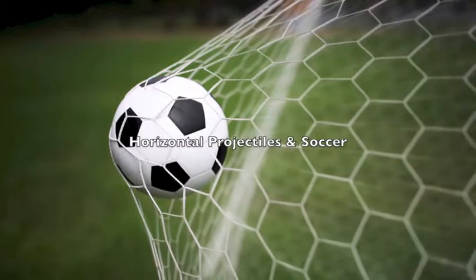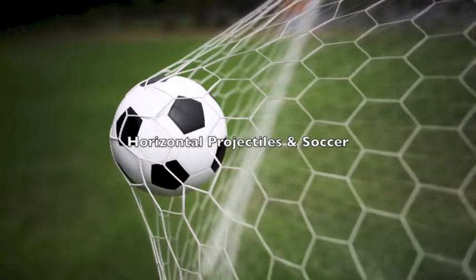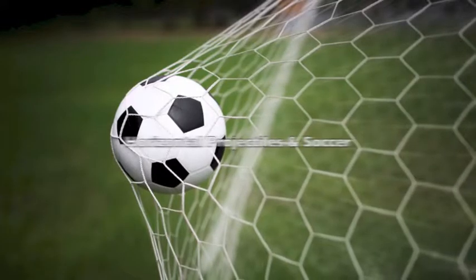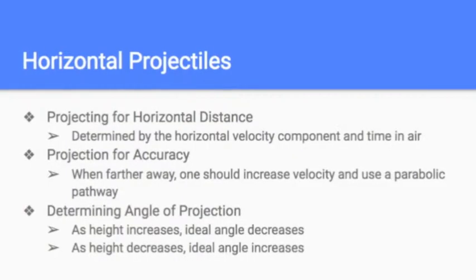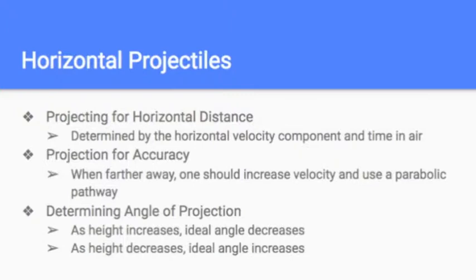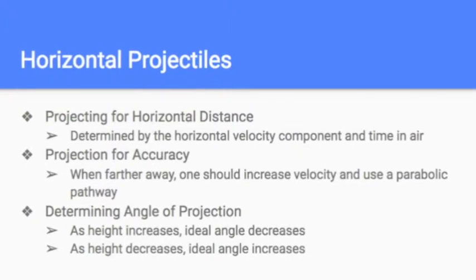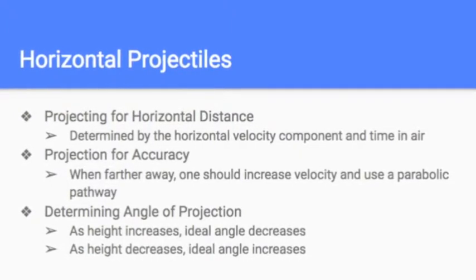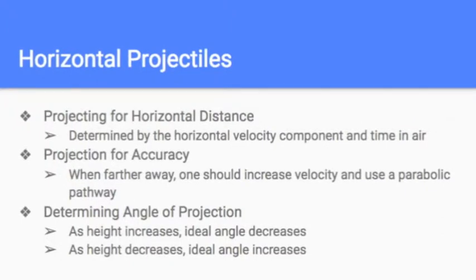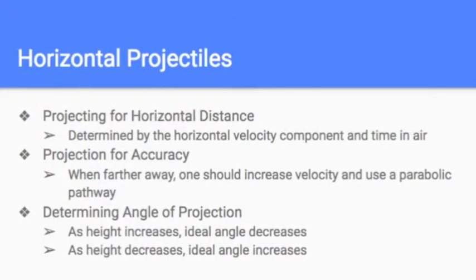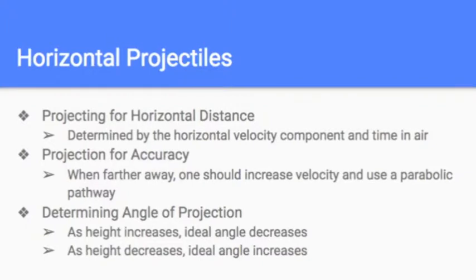For my biomechanics project, I'm looking at how horizontal projectiles play a role in soccer. This slide is just a general overview of horizontal projectiles. It gives some of their characteristics and what they're determined by. So for instance, horizontal velocity and the time in air are a huge factor in projecting horizontal distance.